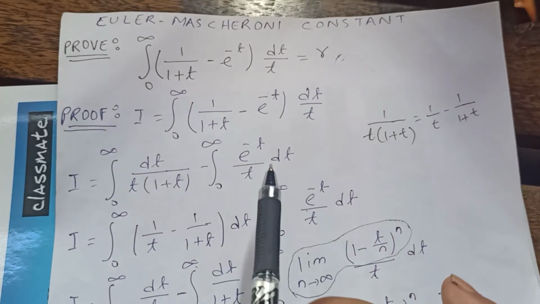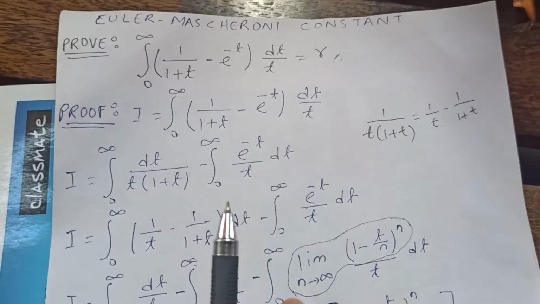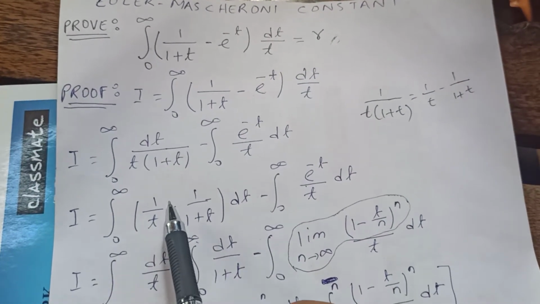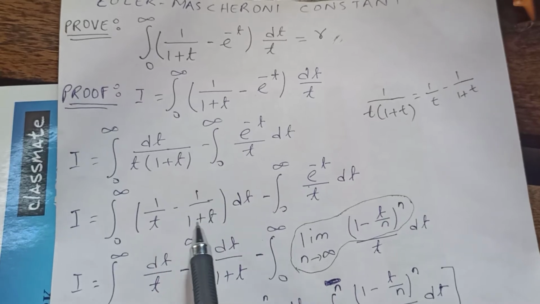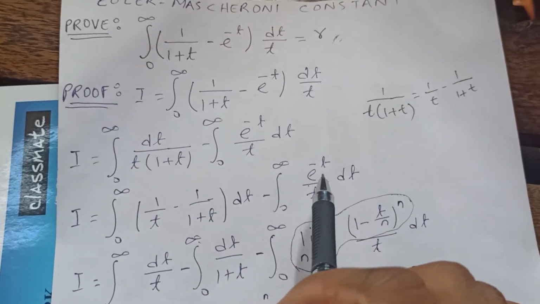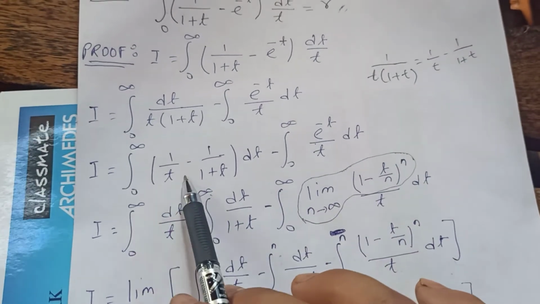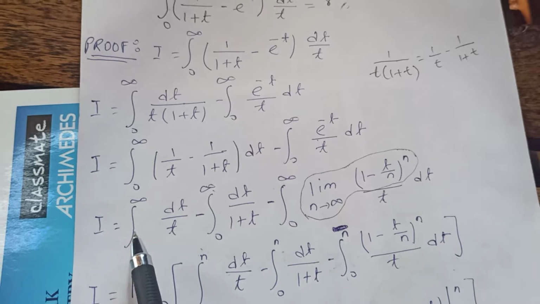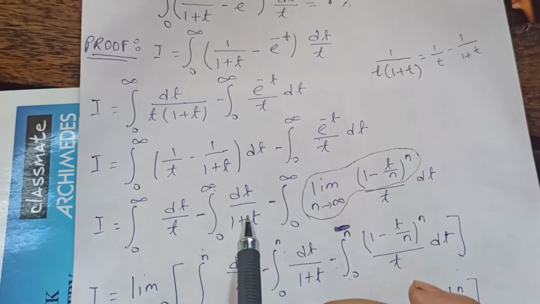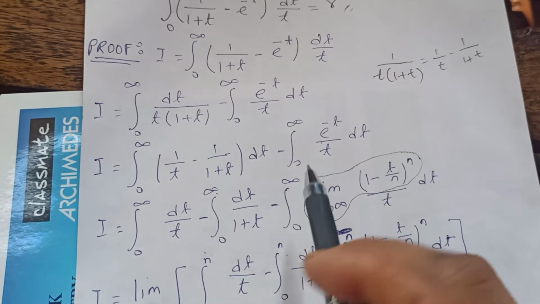If you use partial fractions, you get 1/t - 1/(1+t), and apply that here. So I is the integral from 0 to infinity of (1/t - 1/(1+t)) dt, minus the integral from 0 to infinity of e^(-t)/t dt. Now split this integral term by term. So I is the integral from 0 to infinity of dt/t minus the integral from 0 to infinity of dt/(1+t) minus the integral from 0 to infinity.